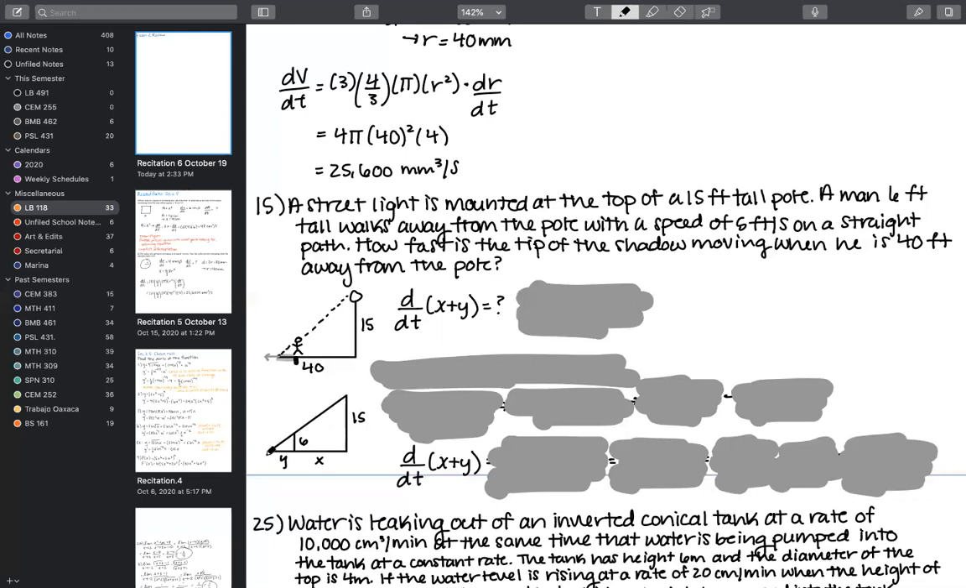And so when I draw out my similar triangles, I visualize X as being this 40, but then I also have to take into account the length of his shadow. So the whole length of this triangle is going to be X plus Y, and the very end of it is going to be the tip of the shadow. If the tip of the shadow is moving away, d/dt of X plus Y is going to give us the rate of change, the speed at which the tip of the shadow is moving when he is 40 feet away from the pole.